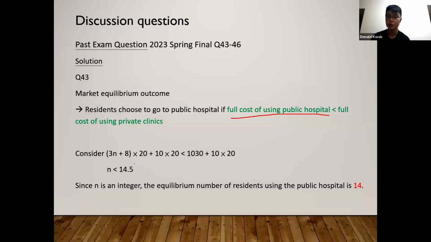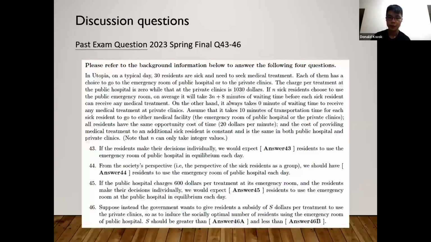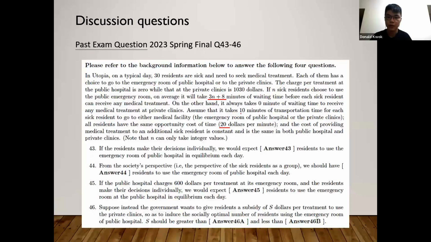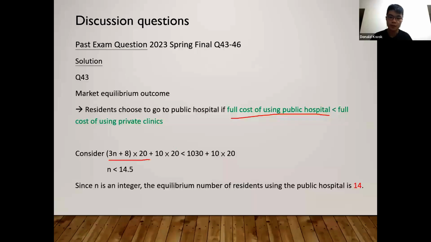It will be composed of two parts. The first part is the waiting time in the public hospital, 3n plus 8 minutes. And since the opportunity cost of time is $20 per minute, the first component is 3n plus 8 multiplied by 20, the waiting time in the public hospital. The second component would be the transportation time: 10 minutes of transportation multiplied by $20, the opportunity cost of time. So this would be the full cost of using public hospital.